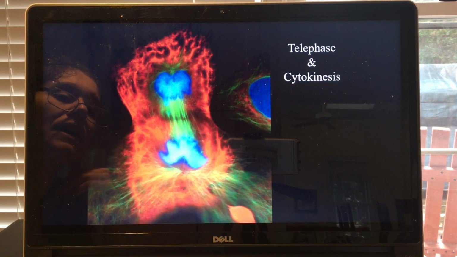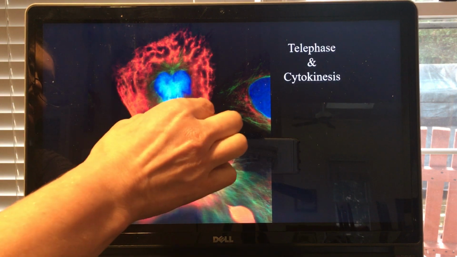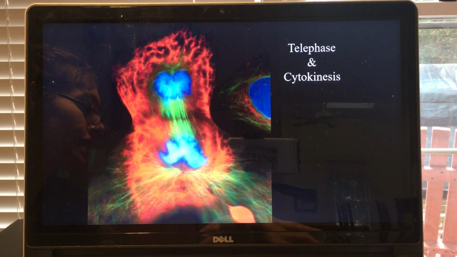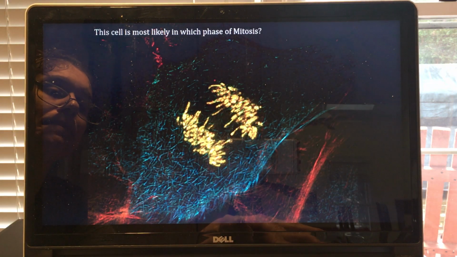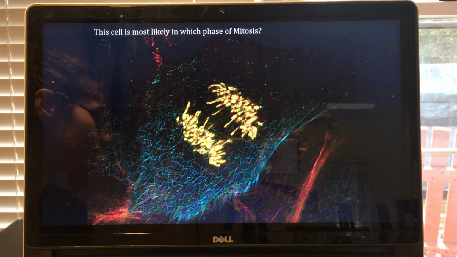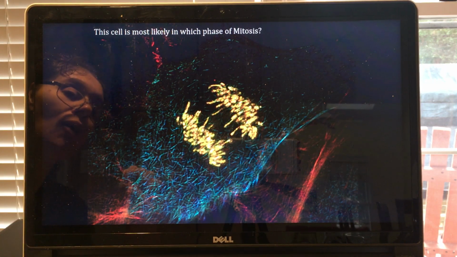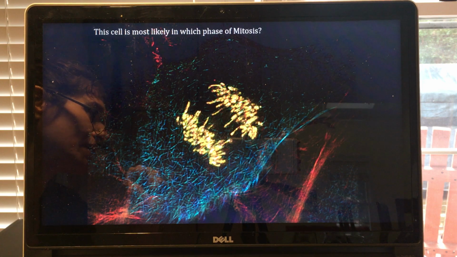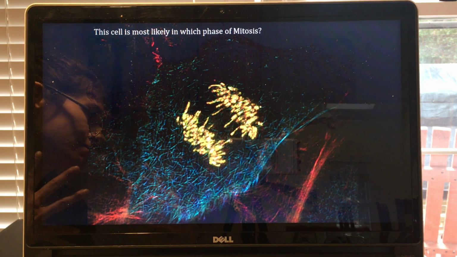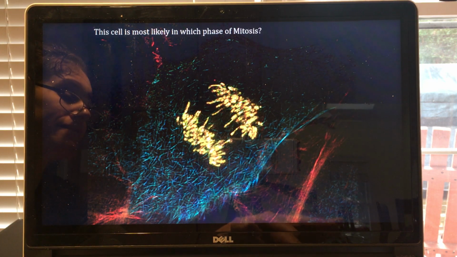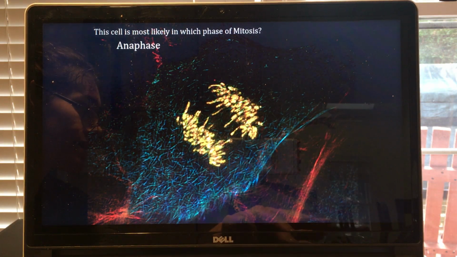And here we have telophase, and you can see cytokinesis is occurring. Cytokinesis is actually the division of the cytoplasm. Now, which stage do you think this one is in? In this case, it helps to know that the chromosomes are yellow in this particular stain. So what stage do you think it's in? The chromosomes are being pulled apart. It's anaphase.